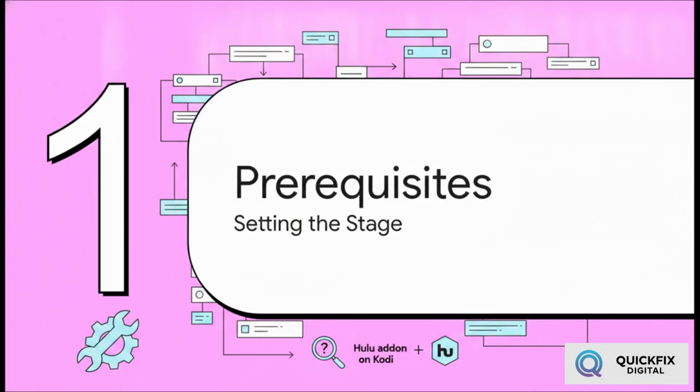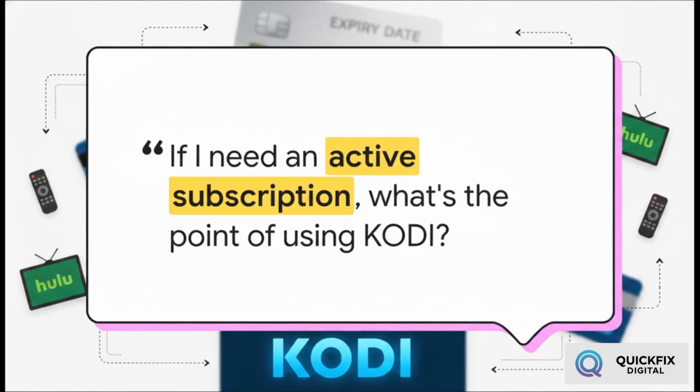Section 1. Prerequisites and important disclaimers. Setting the stage. Before we touch any system settings, we really need to clear something up. Let's look at this comment left on the Wireless Shack article by a user named Neo back in September 2025. Neo writes, "It says you need a subscription to Hulu. I signed in with my expired subscription information, but doesn't show any content. And if I need an active subscription, what's the point of using Kodi?"